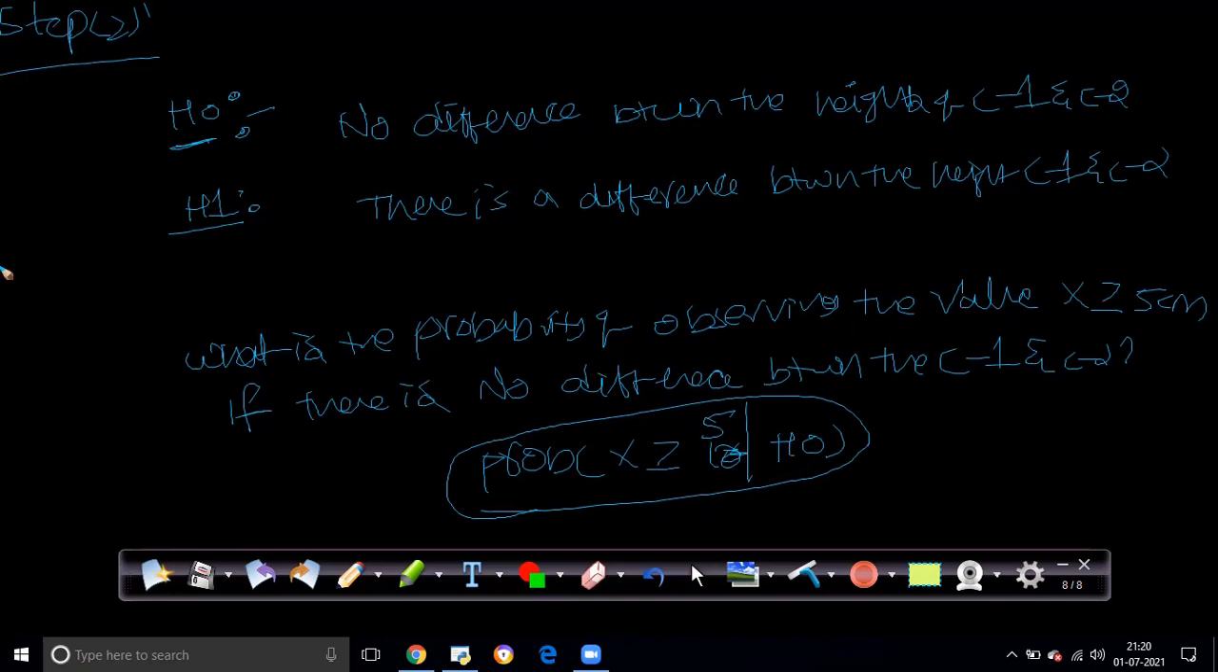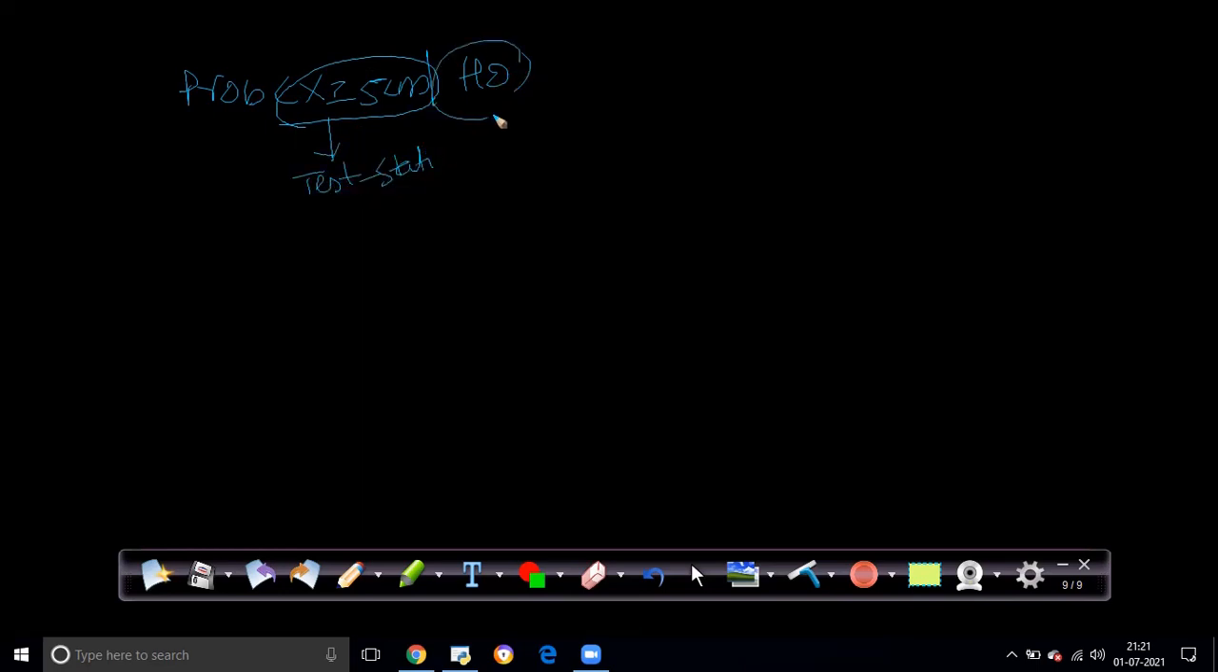Let me write it, guys. The probability of x greater than or equal to 5 centimeters assuming the null hypothesis. This x greater than or equal to 5 centimeters is nothing but our test statistic. This H naught is the defined null hypothesis. So let's say this is the p-value.